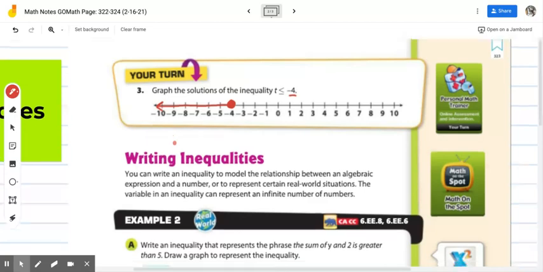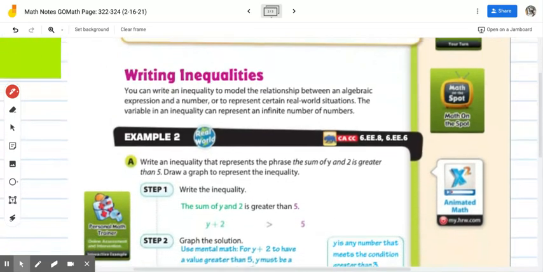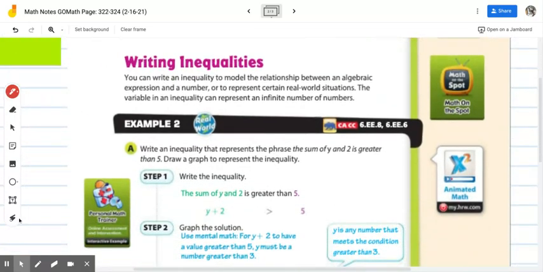So let's move down. We're going to be talking about the next section here, writing inequalities. And it says here, you can write an inequality to model the relationship between an algebraic expression and a number, or to represent a real world situation. I'm not reading this perfectly correctly, but I'm going to keep going. It says the variable in an inequality can represent an infinite number of numbers. And that's kind of hard for people to understand.